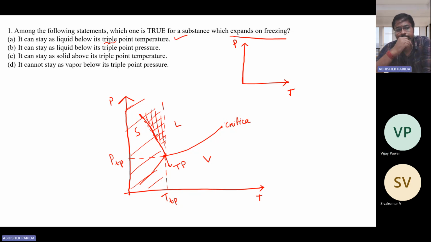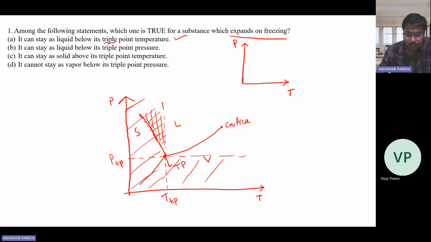We'll see whether B, C, D are correct or not. The next point is it can stay as liquid below its triple point pressure. Below its triple point pressure means I am talking about this region, below this curve. Whether it can exist as liquid below this point. Yes or no?